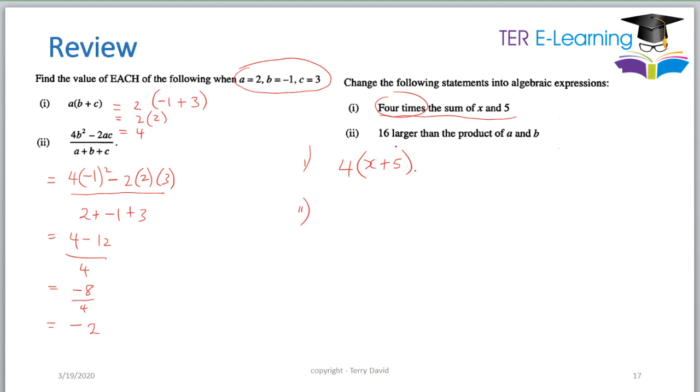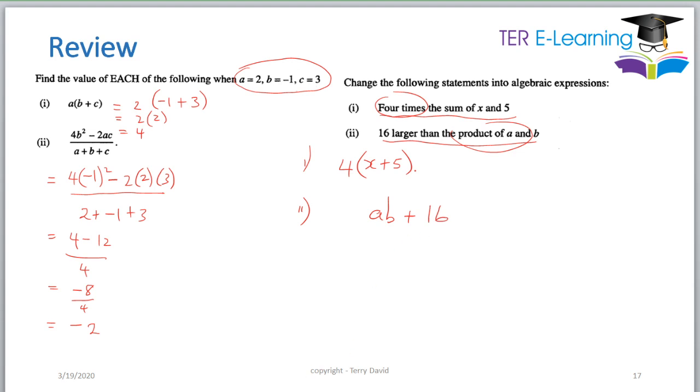Part 2. They said 16 larger than the product of A and B. Right? So 16 larger, now larger means, let's do the product part first. So product of A and B really means A multiplied by B. That is product. Right? And it's 16 larger than that.